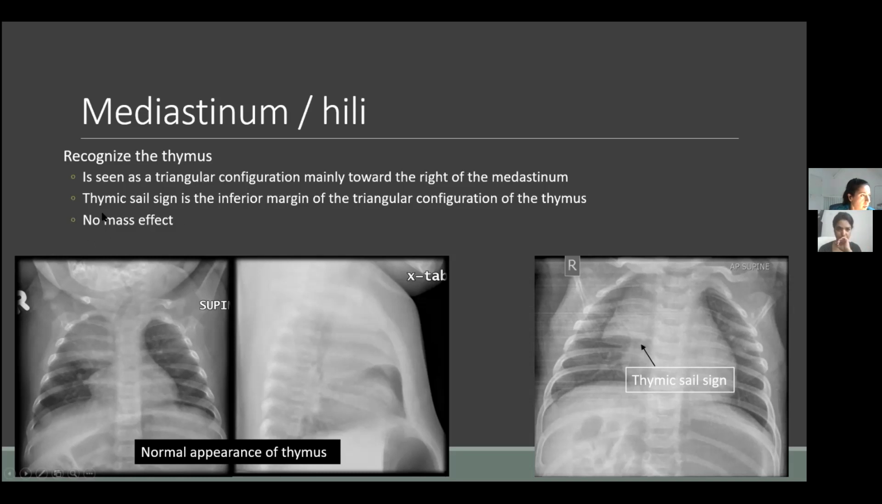Something that might help: the thymic sail sign, the triangular configuration, but also no mass effect. So you should be able to see normal vascular structures and bronchial structures through the thymus as well.